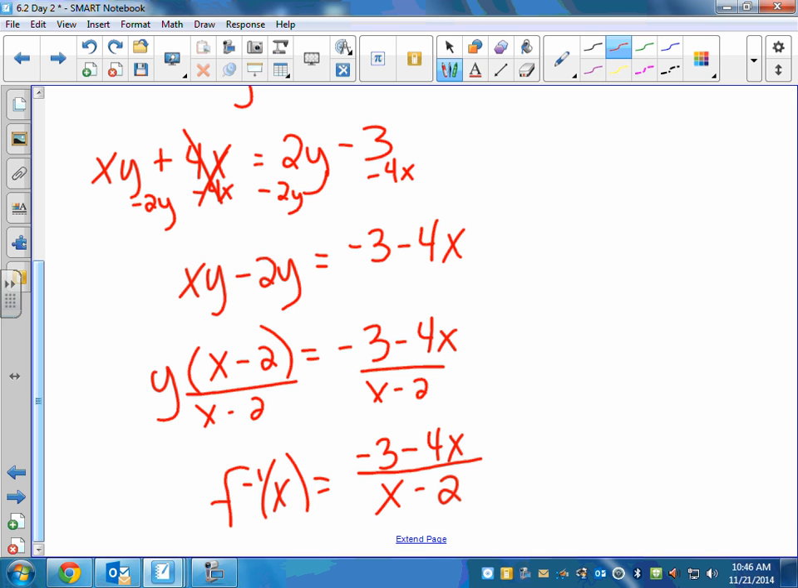I'm not saying your way's wrong, Jake. It just doesn't look as pretty, right? 2y minus 3 divided by x minus 4. Right. So, yeah, embrace the ugly. Say that again. 2y minus 3 divided by x, the whole thing is minus 4. Yeah, this is not right because you still have a y in it.